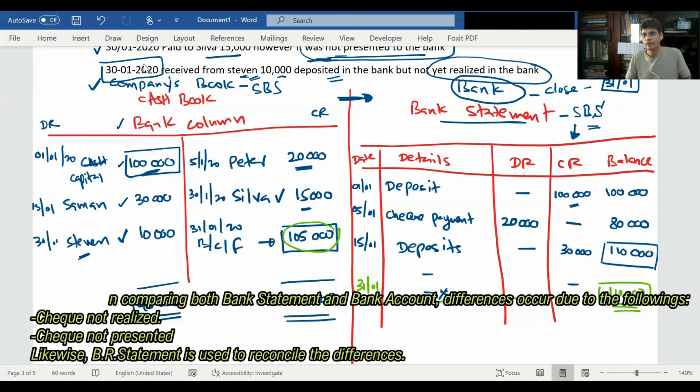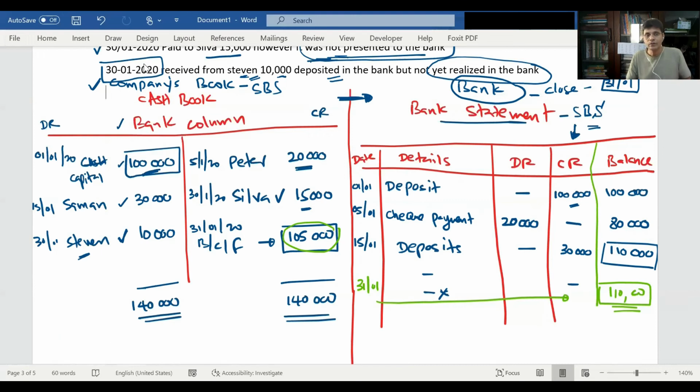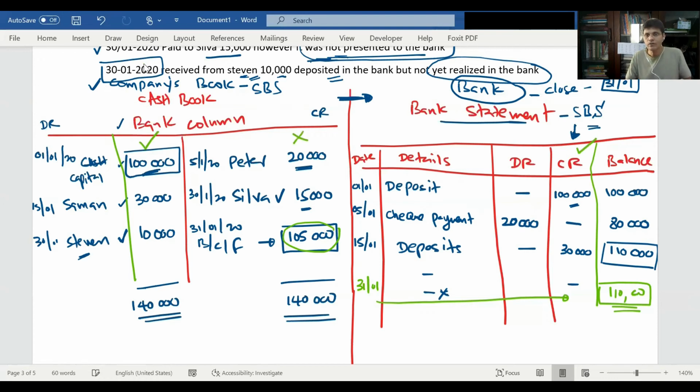What is the first thing you have to do to reconcile? You need to compare the debit side of the cash book with the credit side of the bank statement. Then the credit side of the cash book with the debit side of the bank statement. This is the reconciliation that we are doing to identify the differences.